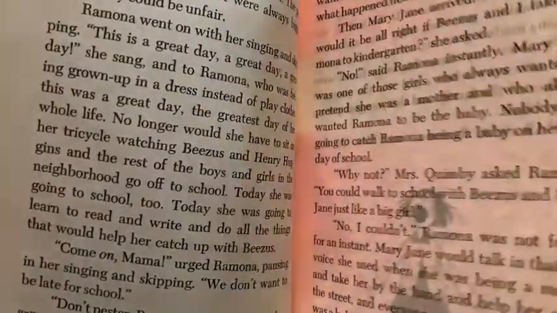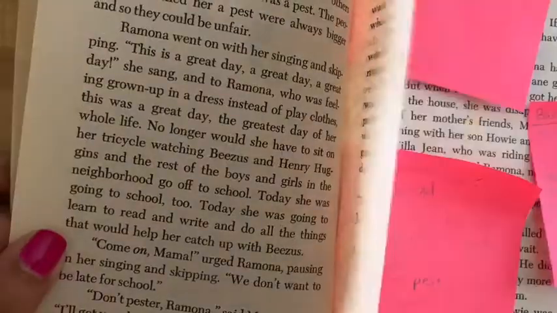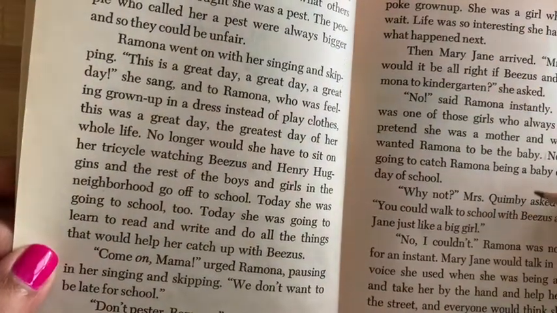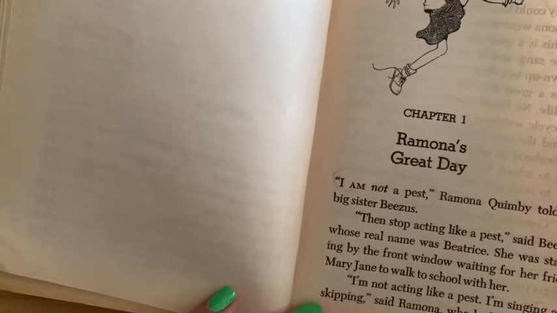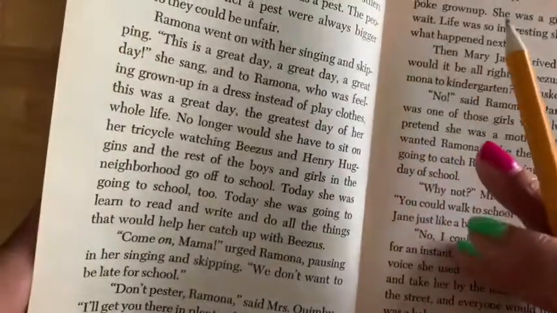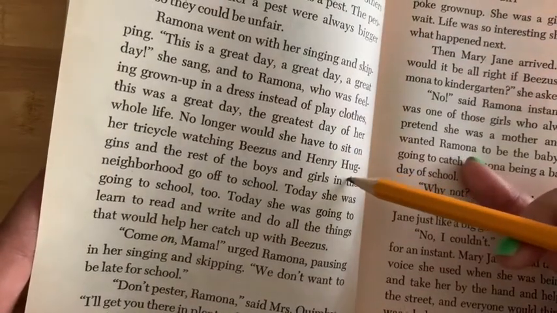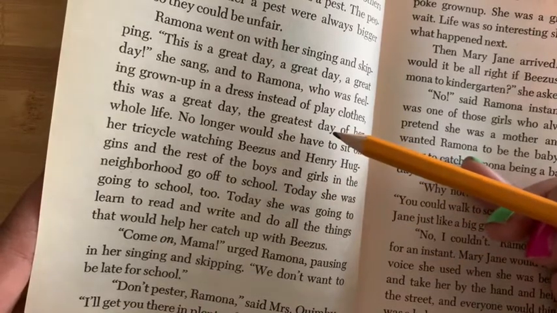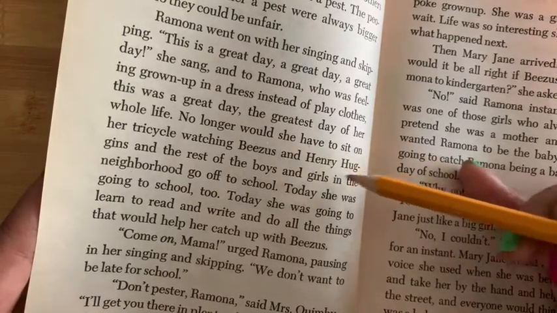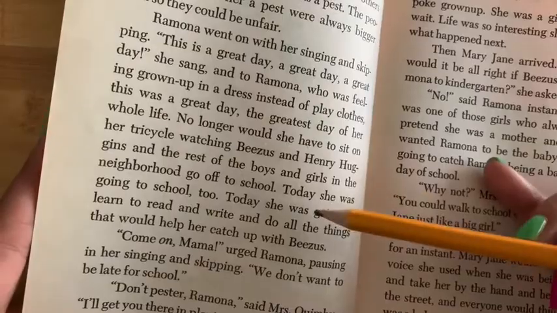And so we see that over here on, if I'm not mistaken, page 10, where she talks about being small, the youngest person on the block watching kids go to school. Yep, so we see this right here. Today she was going to learn to read and write and do all the things that would help her watch. It says here, boys and girls in the neighborhood go off to school. Today she was going to go to school. Today she was going to do all of that. So we're learning right here that she just kind of feels left out. So we know that about Ramona.